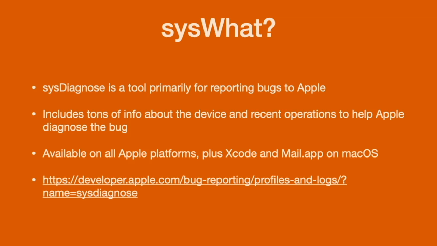Sysdiagnose is a tool primarily for reporting bugs to Apple. It includes lots and lots of information about the device and recent operations to help Apple diagnose the bug, but we're going to be talking about how it can help you as an independent developer. Sysdiagnose is available on all of Apple's platforms, plus Xcode and Mail on macOS, but we'll be focusing on iOS today. More information on Sysdiagnose is available on Apple's developer page, located here.